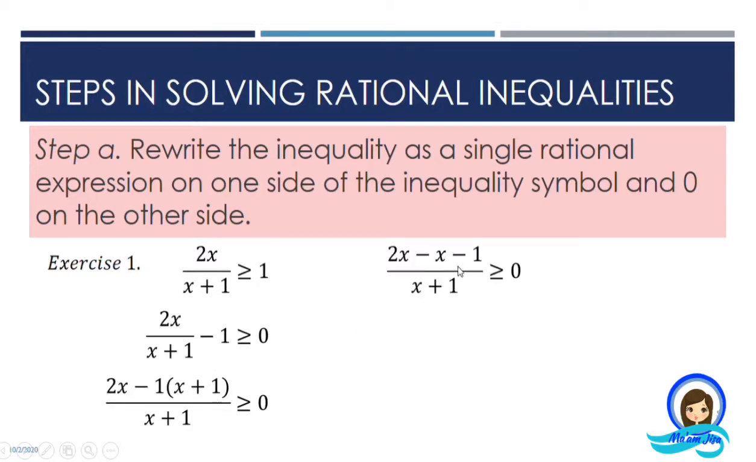Next is to simplify. So -1 times x is of course -x. -1 times +1 is -1. And then 2x minus x is x. And then copy -1 all over quantity x plus 1 greater than or equal to 0. And this is already our single rational expression wherein 0 is indeed on the other side of the inequality.